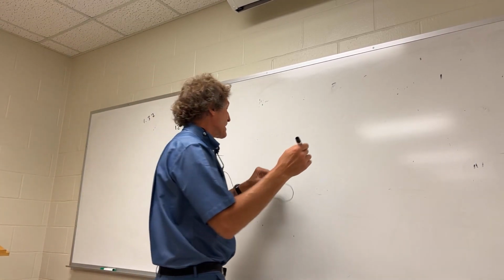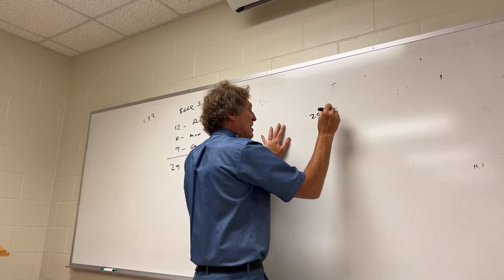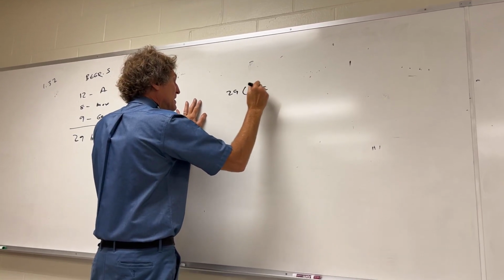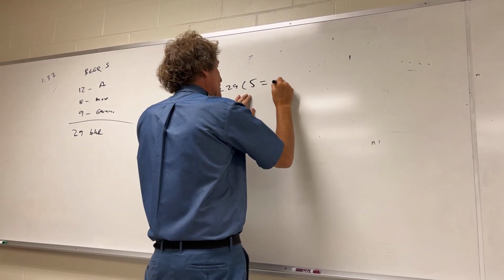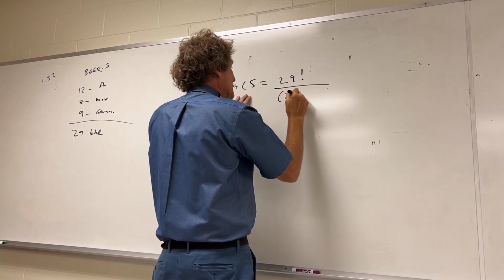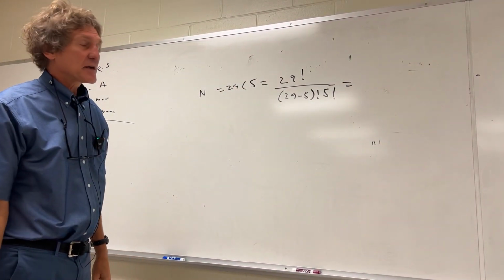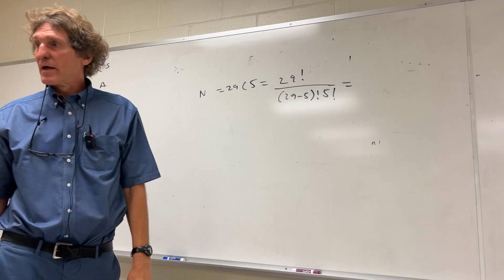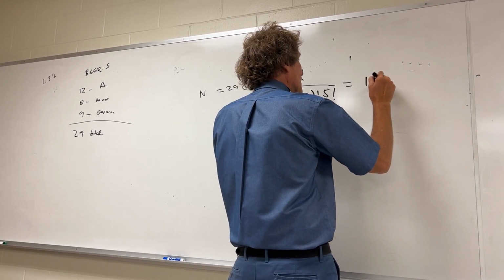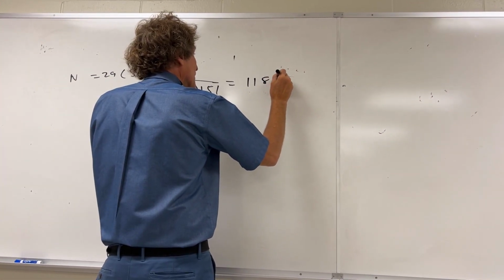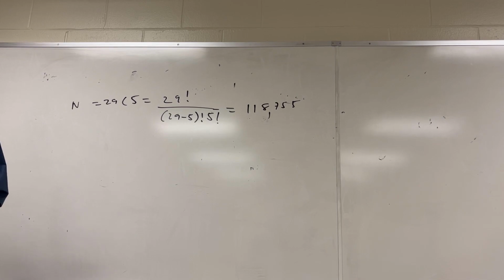Okay, so now order is not important, so we're going to have 29 combination 5. This is the total number of different ways 5 of them can be taken. So that's going to be 29 factorial over 29 minus 5 factorial, 5 factorial. I think my computer can do this, the 29 factorial. But what is that number? 118,755. Is that that number? This calculator can do it also. Good. Is that right? Yeah, it does.